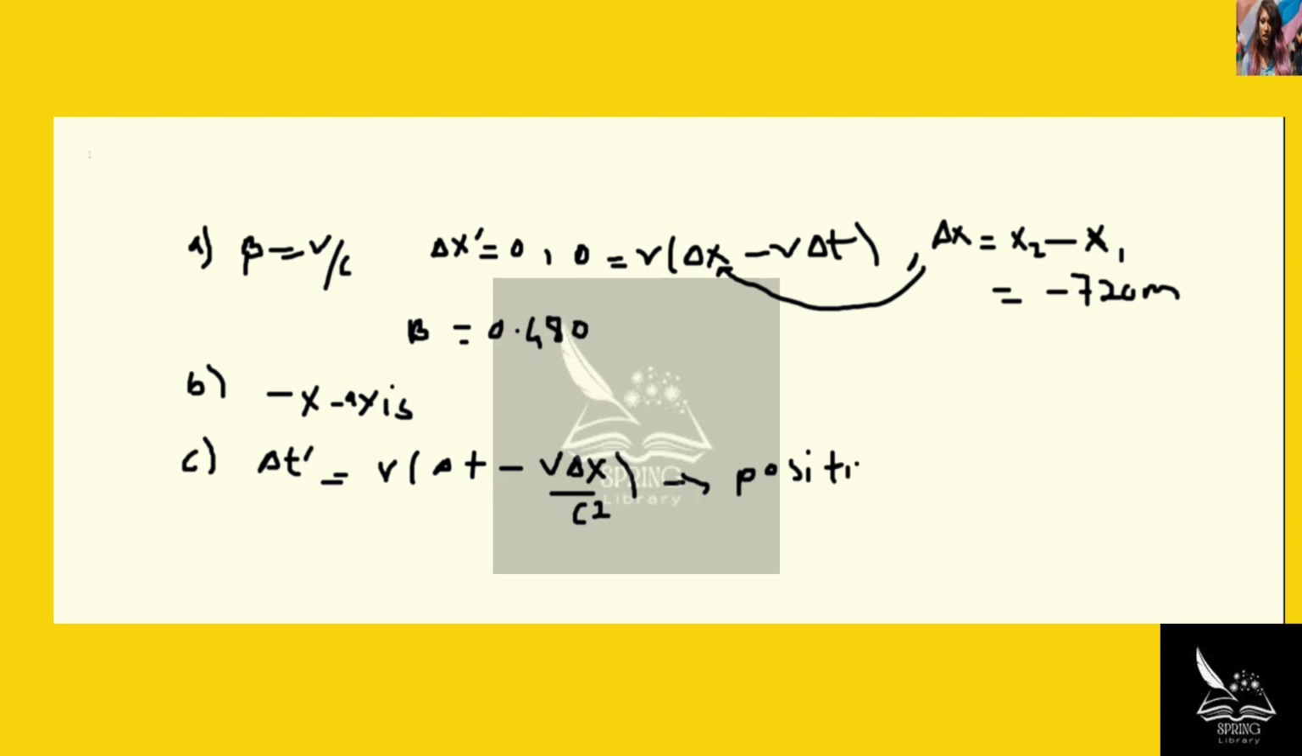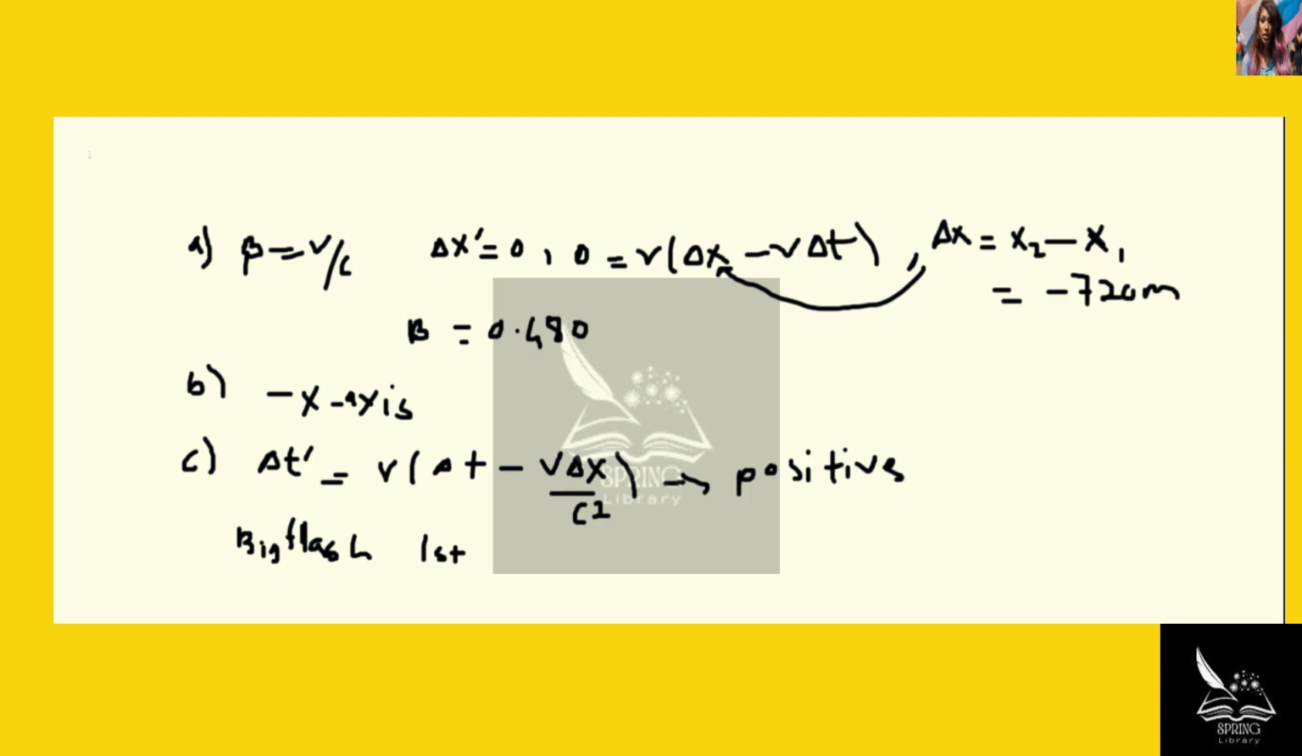So this implies that the big flash went first, and the smaller one came later. So the smaller one came later and the big one came first. In part D, so the big flash, so I will write the big flash here. Big flash first.